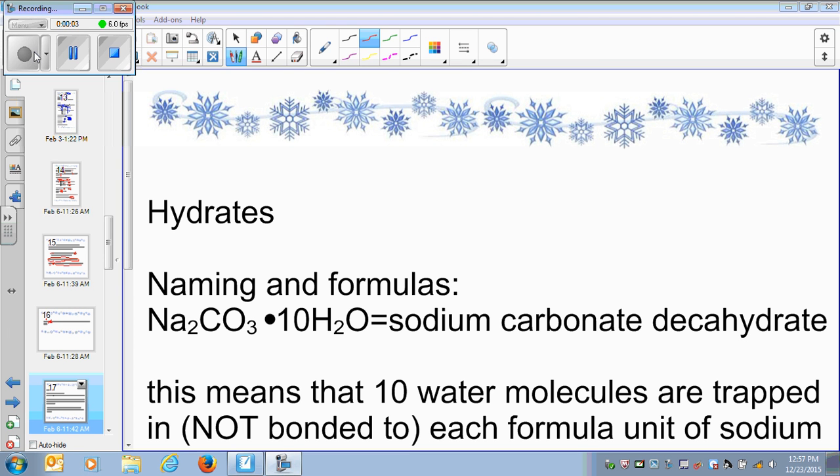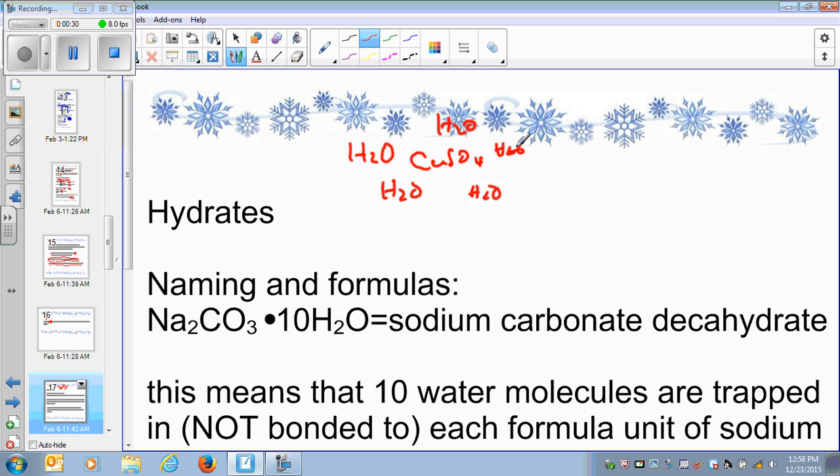Hi everyone, in this video we will learn about hydrates. Hydrates are the compounds that have the natural tendency to absorb moisture or water from the air. So this compound will be trapped between water molecules. I have water molecules all around it, and it is a natural tendency of this compound that it will be surrounded by water molecules.